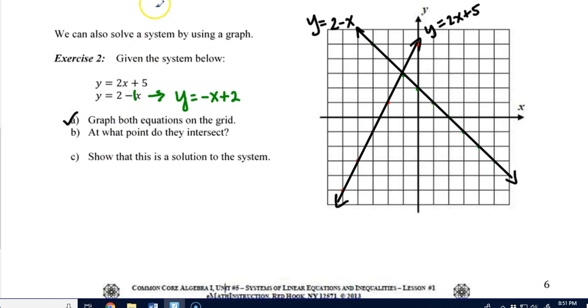At what point do they intersect? So can you write down the coordinates of that point that you see is the intersection point, please? So if you identified it, it's (-1, 3). And now we just need to show that it's a solution to the system, meaning check by algebra.